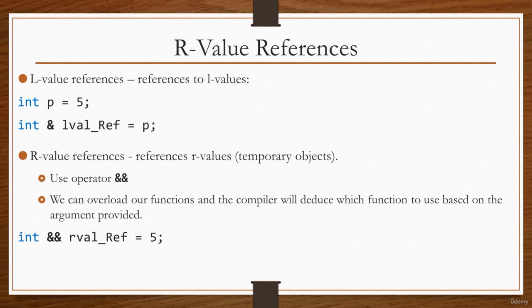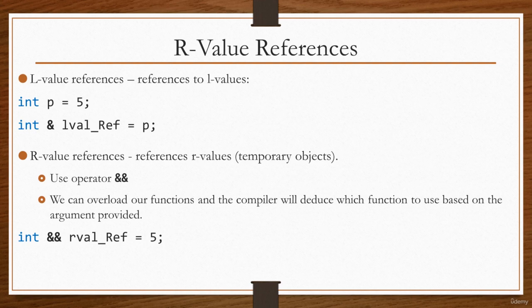We also have something called R value references. Now this is useful for move constructors and move semantics. We'll talk about that in more detail in future lessons, but I want to introduce the basic concept here since we are talking about R values and L values in this lecture. So firstly, I have the L value reference, which of course is references to L values. So you have an example, int p, set that to 5, and then I simply do a reference to that. So that is an L value reference. So we assign p to that.